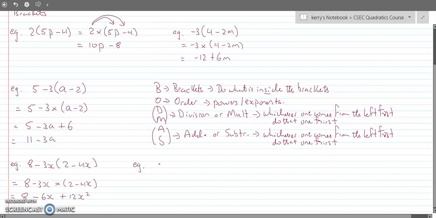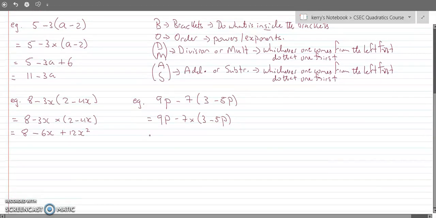Let's say we have 9p minus 7 into 3 minus 5p. Let's see what happens here. This gives us 9p again. This is take away 7 multiplied by 3 minus 5p. So what we will get here, we will get 9p take away. So this takeaway also acts as a negative in this case. Negative 7 by 3 is negative 21. Negative 7 by negative 5 is positive 35p.